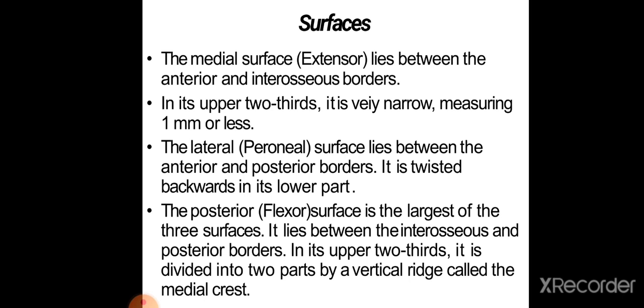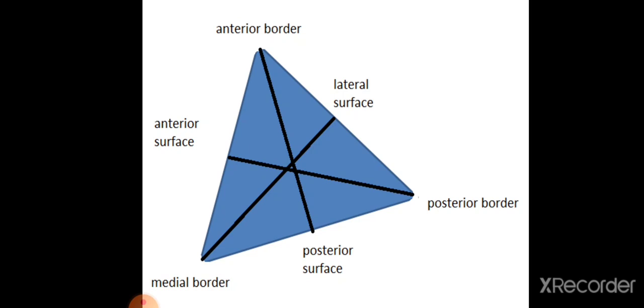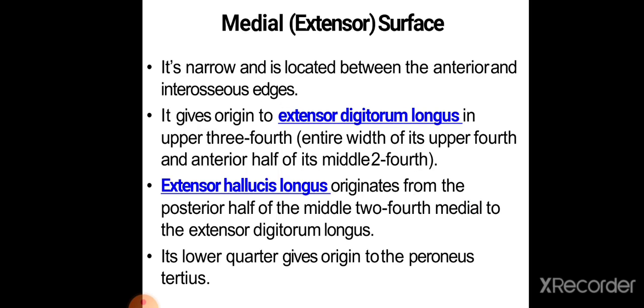The posterior surface, also known as the flexor surface, is the largest of the three surfaces. It lies between the interosseous and posterior borders. In its upper 2/3, it is divided into two parts by a vertical ridge known as the medial crest. So this is the schematic diagram to show you the borders and the surfaces of the fibula. In this diagram we can see the anterior border, the medial border and the posterior border, and three surfaces: anterior, lateral and posterior surface.